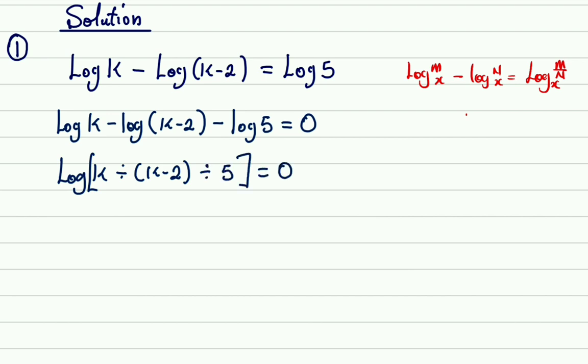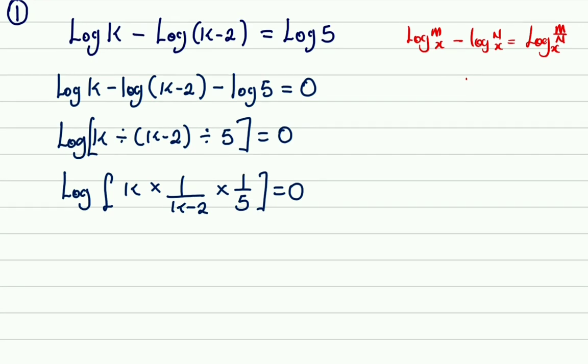So I've applied the law. Now expressing it further, this is going to be log, then I have my k times 1 over k minus 2 times 1 over 5 is equal to 0. Now moving further, this is going to be log of k all over 5 into k minus 2 is equal to 0.